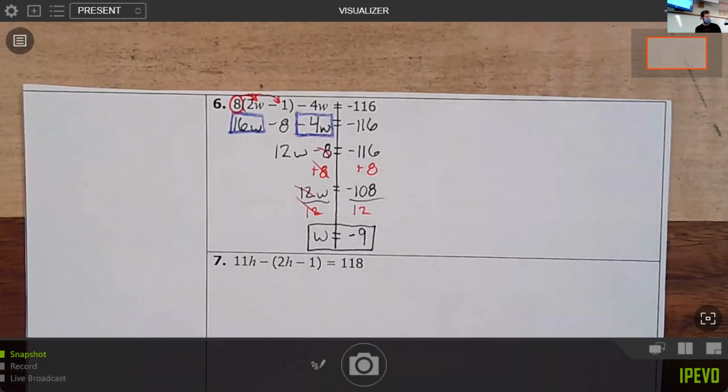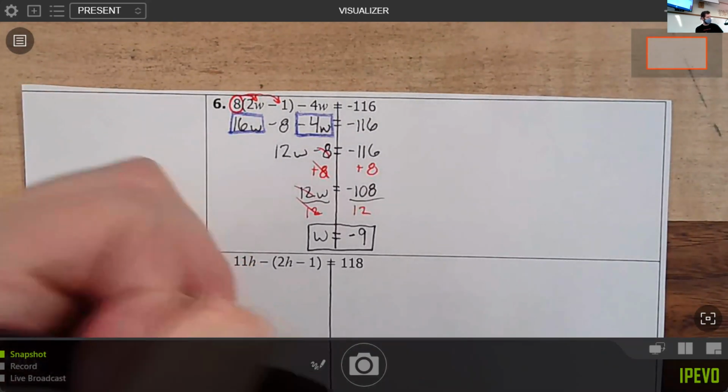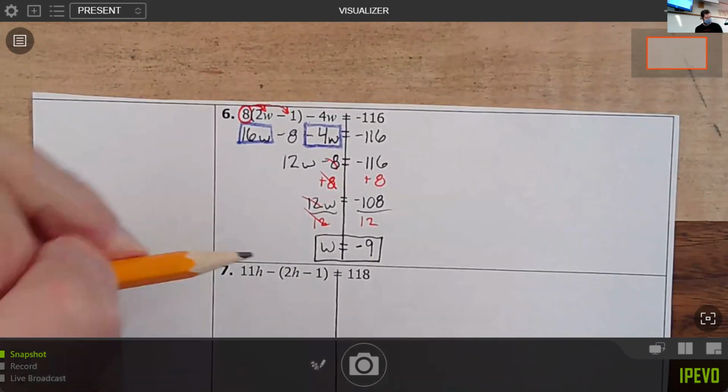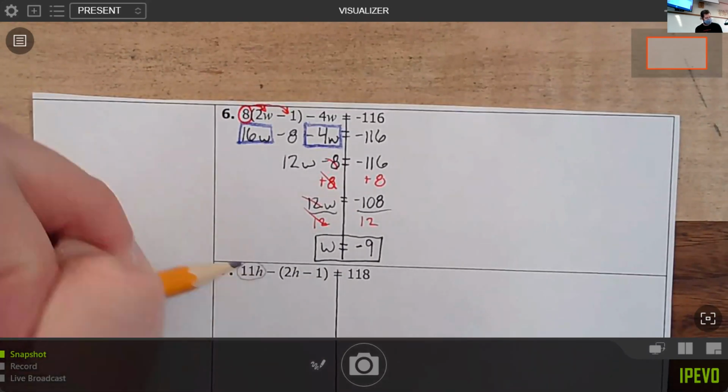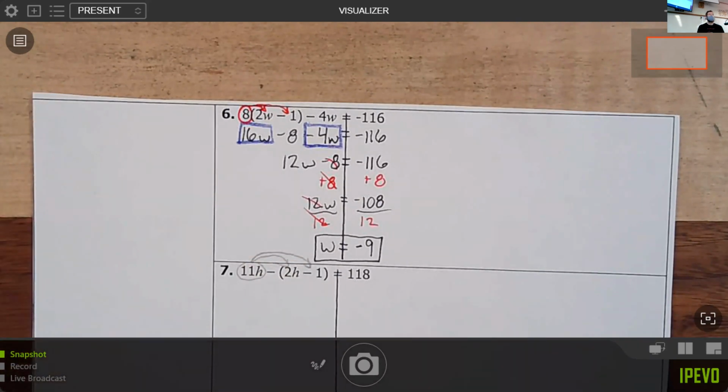There is a set of parentheses, which means we are going to use the distributive property, but we are not going to do what I'm about to do. So don't do this. Here's what I see sometimes with a problem like this. Why are we not going to distribute 11h? Because in terms of a number, that's the number that's by the parentheses. So why does that not work?